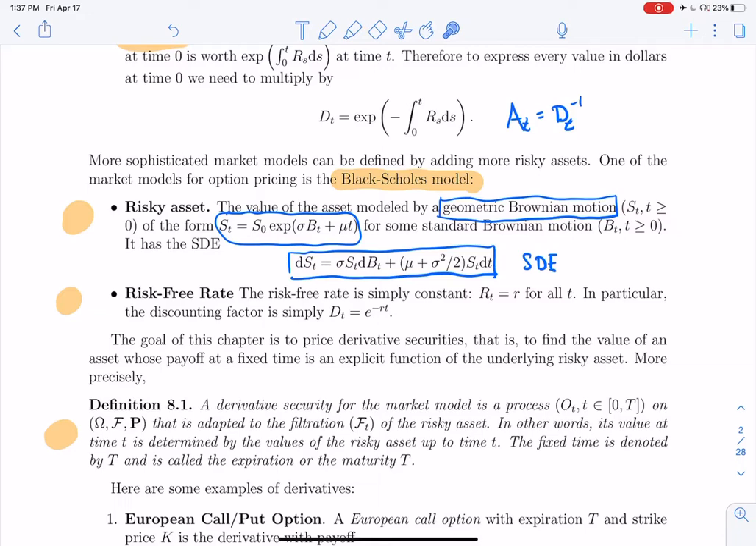And the risk-free rate, we just simply take constant: R_t is equal to R. So the discounting process is really simple: it's e to the minus R t. Great. So that's the Black-Scholes model.